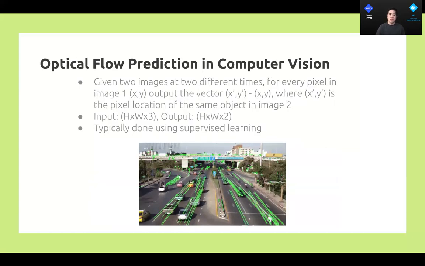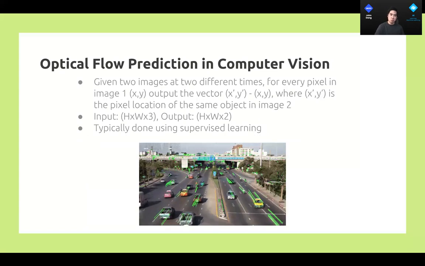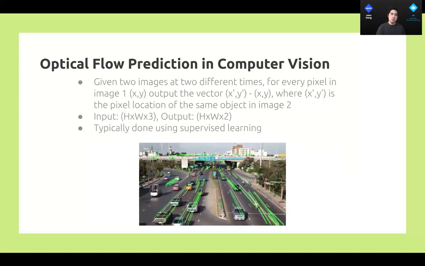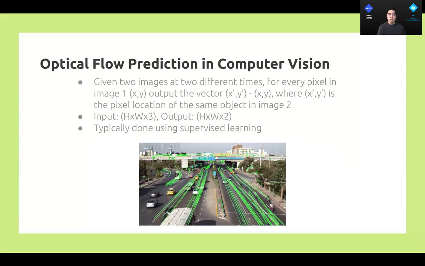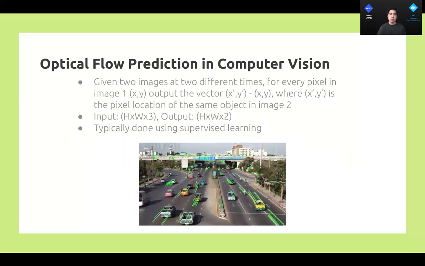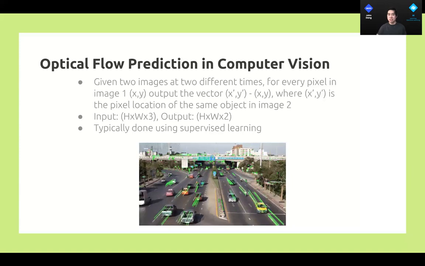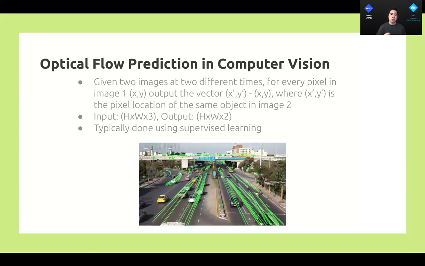Another task we might be interested in, especially for self-driving, is optical flow. For every pixel in an image, you're given two images of the same scene at two different times. For every single pixel, you want to predict a vector of that pixel's movement from the first image to the second image. To give an example, if you have a car at location 0, 0 in the image at time 1, and in the image at time 2 that car is now at pixel location 1, 1, then for pixel location 0, 0 in your output, you would want to output 1, 1, which is a vector representing the 2D movement of that pixel in the image. This is why the output would be height by width by 2.